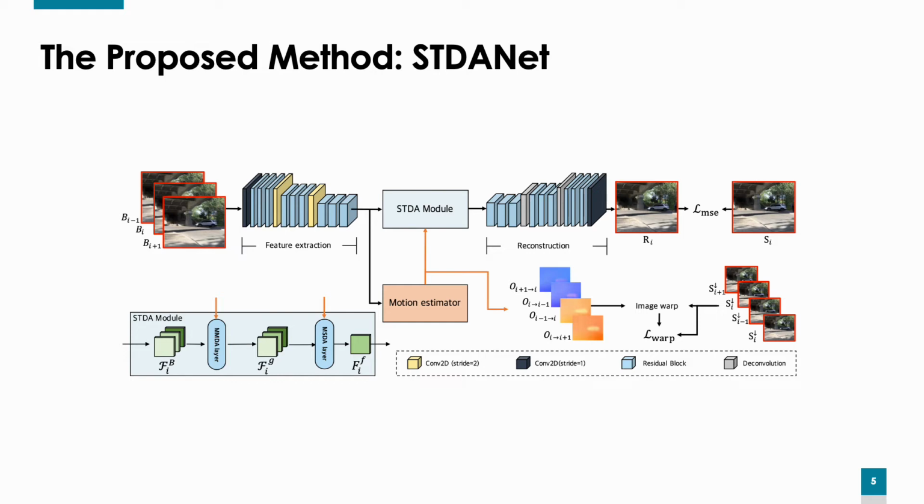First, the encoder extracts the multi-features from multiple input frames. Then, the motion estimator predicts coarse optical flows between consecutive video frames given the multi-features generated by the encoder. After that, the estimated optical flows and the extracted features are fed to STDA module to generate the fused features by aggregating the information of the sharp pixels from the extracted multi-features. Finally, the decoder restores the sharp mid-frame based on the fused features.